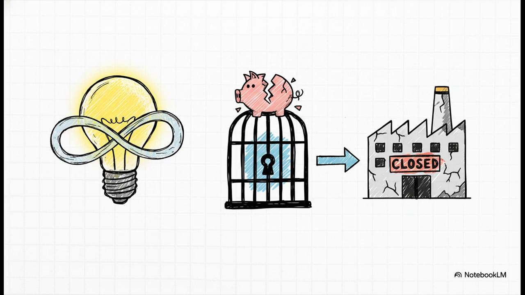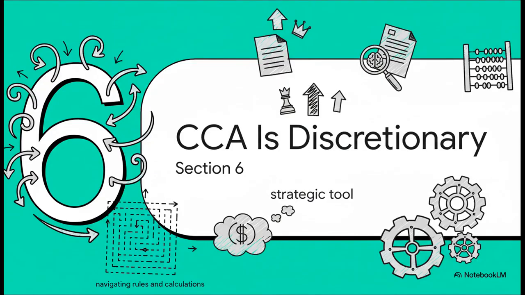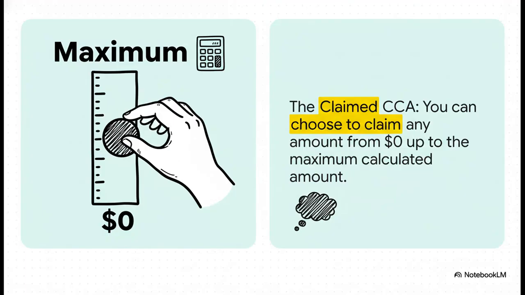We have worked our way through the rules, the formulas, and the special cases. And now we arrive at what is arguably the most critical strategic point about capital cost allowance. It's the part that turns it from a simple calculation into a powerful planning tool. You see, after you've gone through all the steps and correctly calculated the total CCA available for the year, that number is a maximum. It is a ceiling, not a floor. And here is the key takeaway. CCA is a discretionary deduction. This means a business can choose to claim any amount it wants, from $0 right up to the maximum it calculated. You are not forced to claim it.